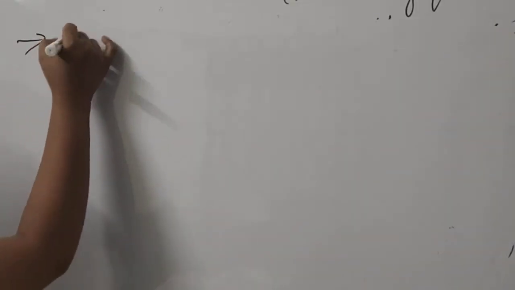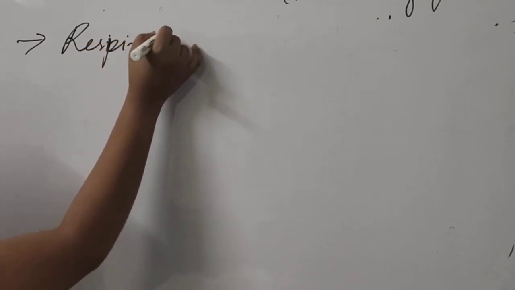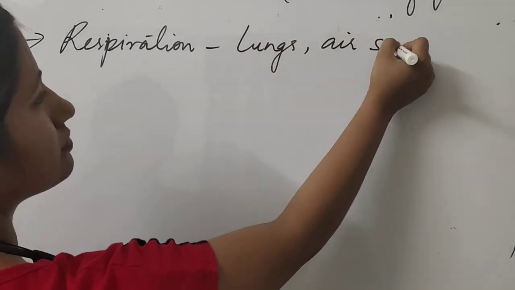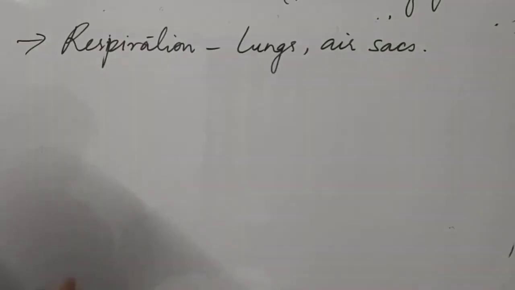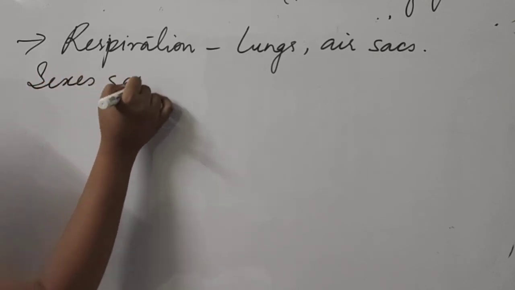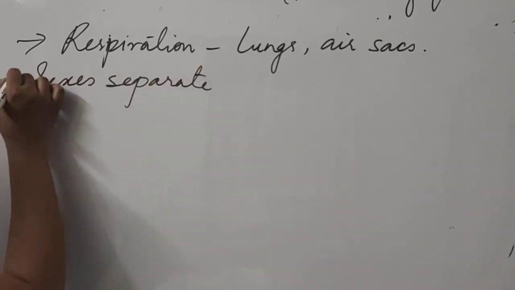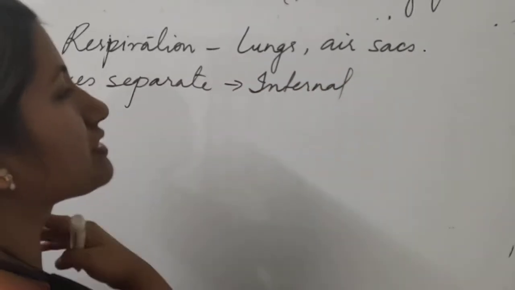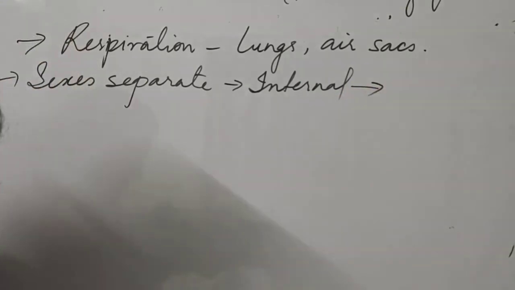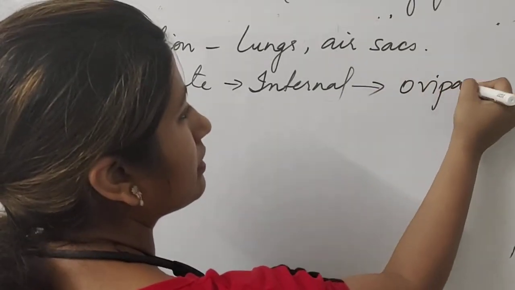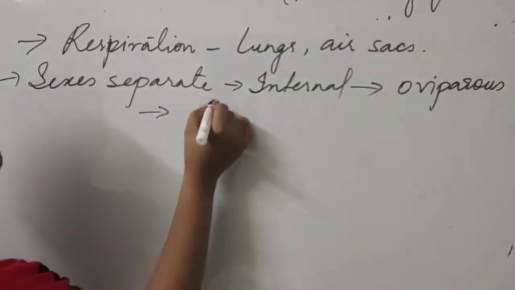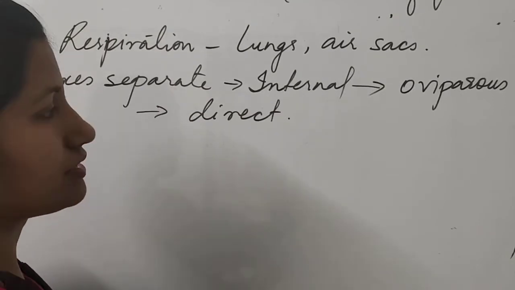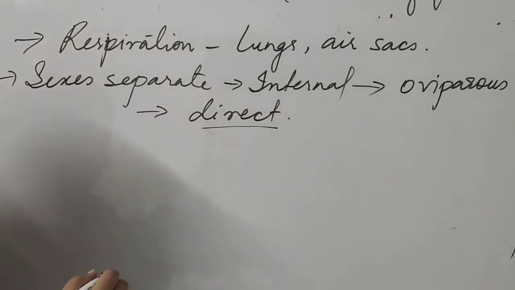And for respiration, they have lungs and air sacs. Air sacs are alveoli, and their sexes are separate. So they search for a mate for reproduction. They need another mate for reproduction, and fertilization is internal, where the male releases the male gamete inside the female body, and they are oviparous. It means they lay eggs, and their development is direct. That means from the egg the young ones come out, not the larva, okay, not an intermediate stage. The young one comes out, so that's why the development is direct.